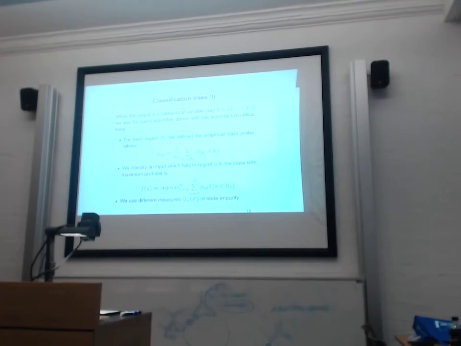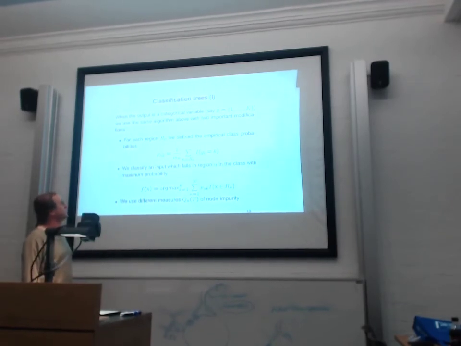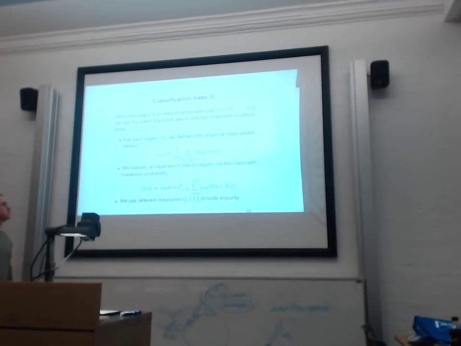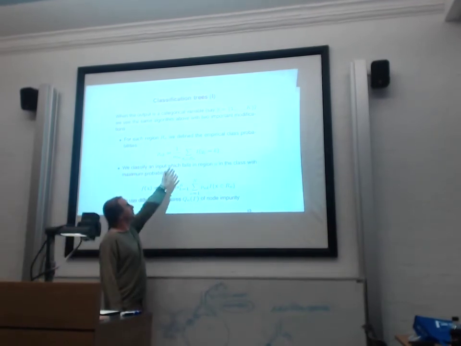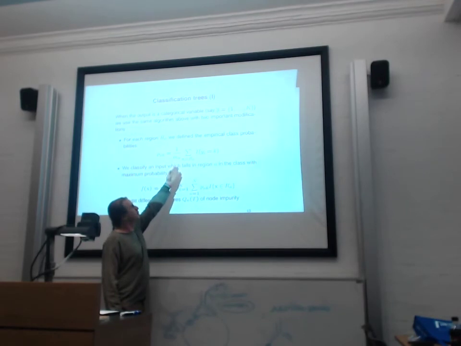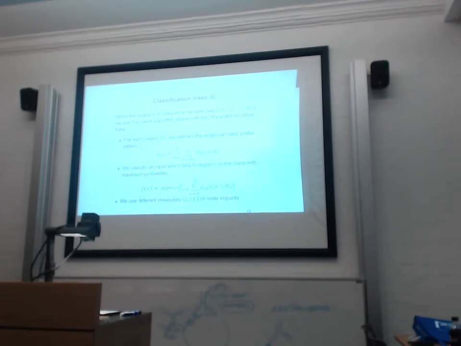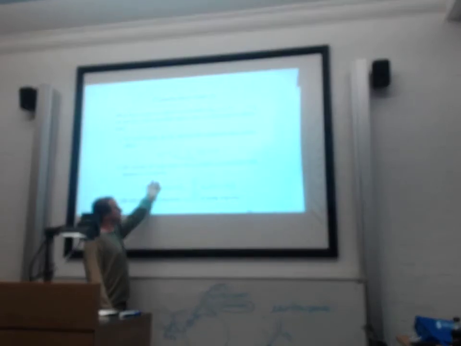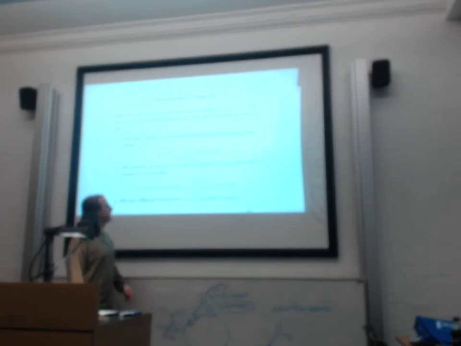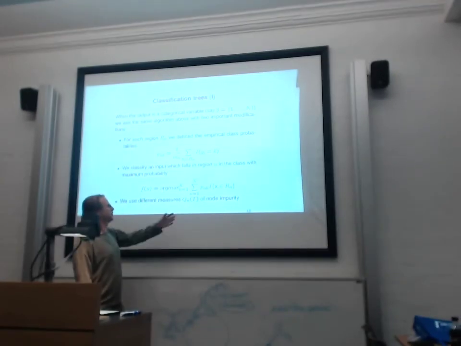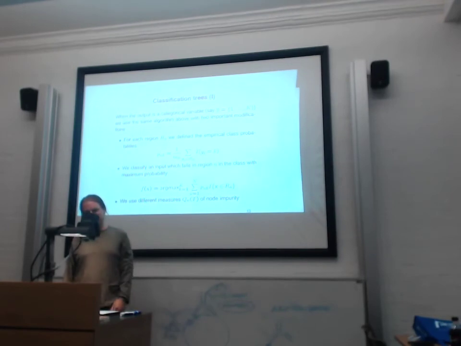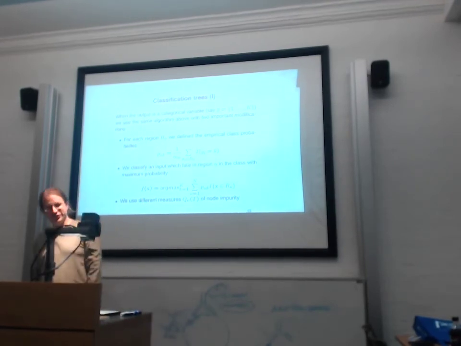We can do the same thing with classification. So suppose we want to classify into one of K classes. Within a given region, we can define the empirical probability of the label, which is just the count of that label over the number of labels in that region. And we just have a simple classification rule where we classify a point in a given region with the label of maximum empirical probability.